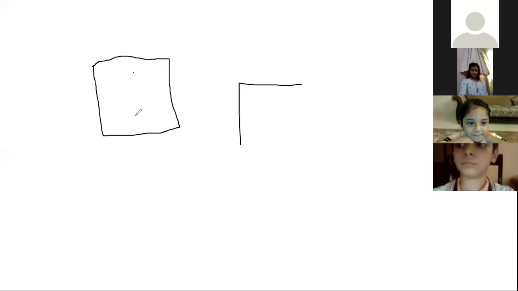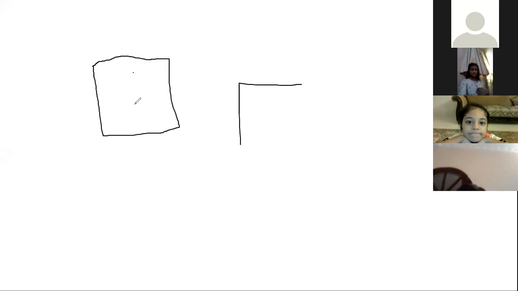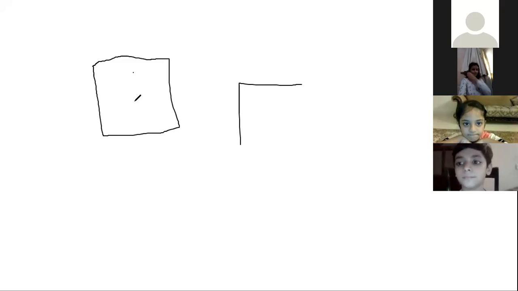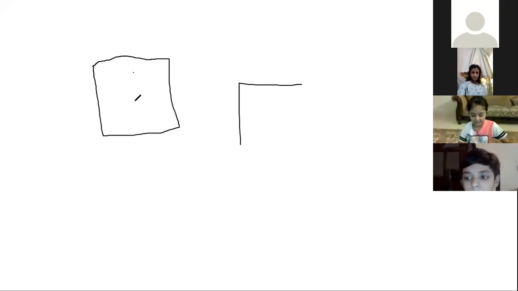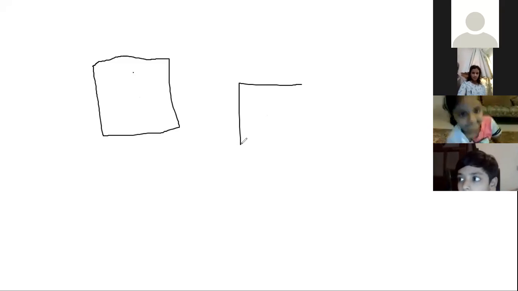First picture, this one, isn't it a square? You are getting this, na? This picture is a square. I made a square, okay? This is a square. ये picture को देख कर ही आपको आपके mind में आया कि teacher made a square.